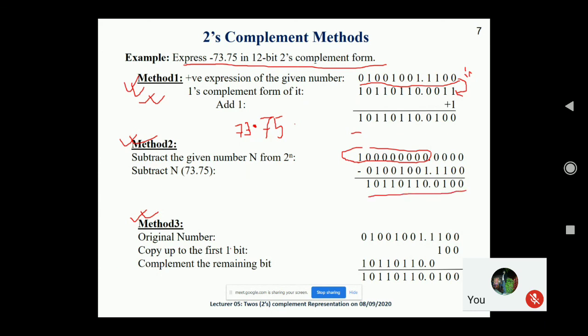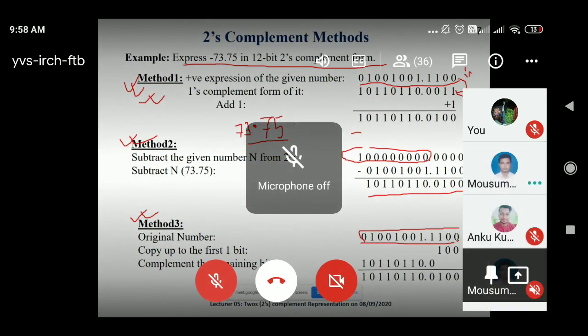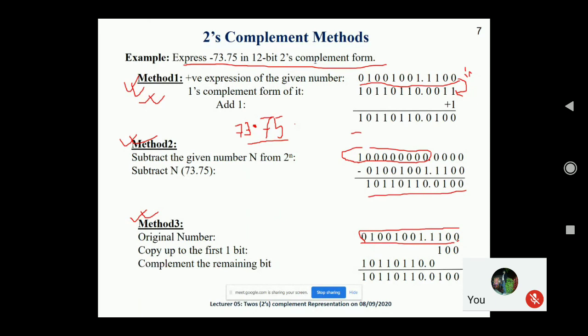Now you can say the same thing. If you are representing 73.75, what happened? We can represent it in this particular form. And if somebody asks why we are using 0, 0 here, it is because the question is 12 bits. See here 1, 2, 3, 4, 5, 6, 7, 8, 9, 10, 11, 12. So we are constructing 12 bits.